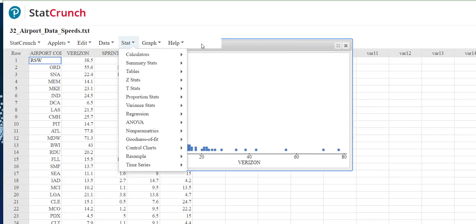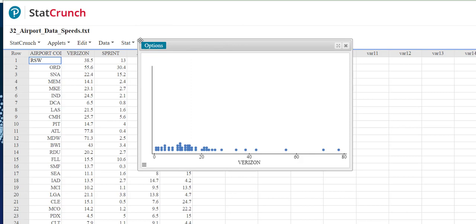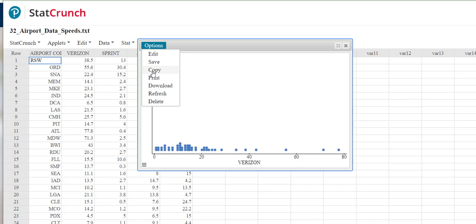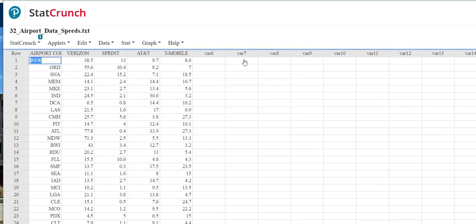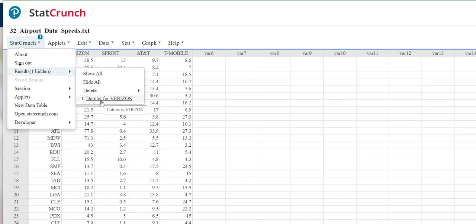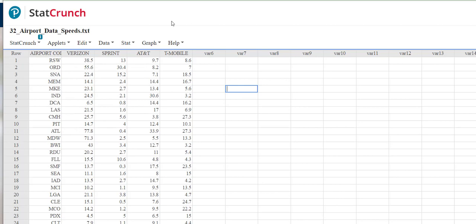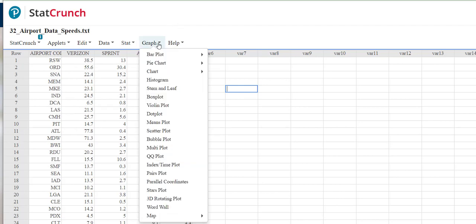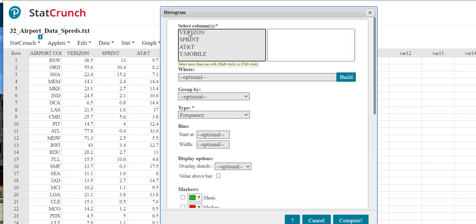If you want, you can copy it. The nice thing about StatCrunch is that if you go to options here and click copy, you can then paste it into your notes document. So I'm just going to close it. And notice that as I closed it, now I have a little number there that says 1. So I have 1 result. And so that's my dot plot for Verizon. So now let's try, what about a histogram? Let's go ahead and graph a histogram. And we're going to do it again for Verizon.